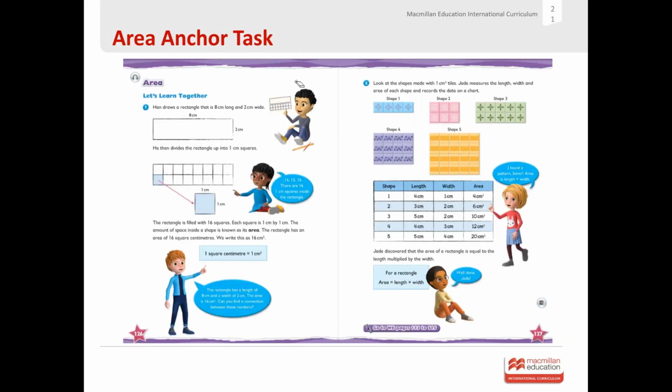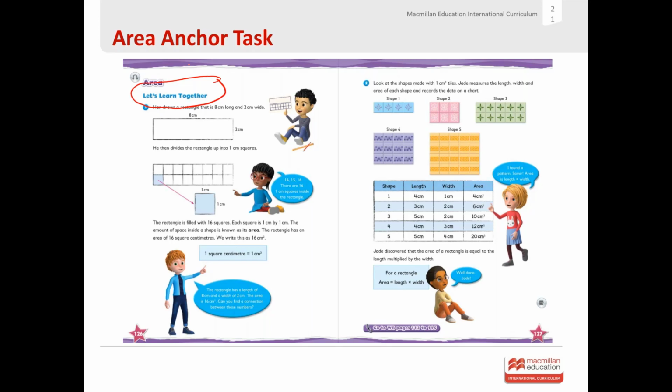So here we've got another anchor task on area. So let's see what it says. It says here, let's learn together. So I'm thinking about planning this lesson. I'm a teacher. This is not the actual lesson, but I'm thinking about planning the lesson. This is the next lesson in our chapter. It's on working out the area. Okay, well, how am I going to do this?